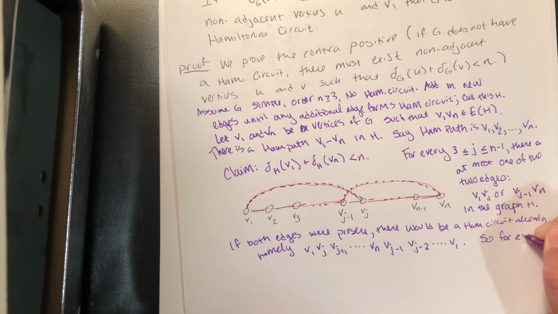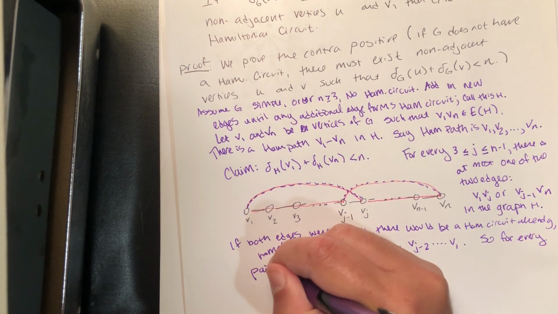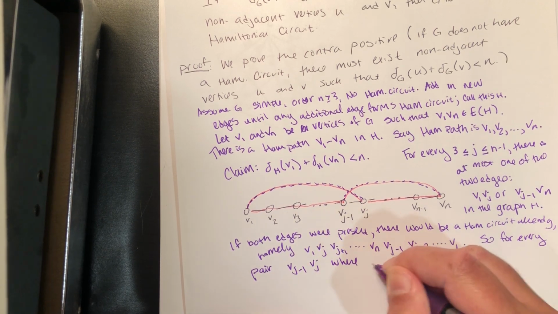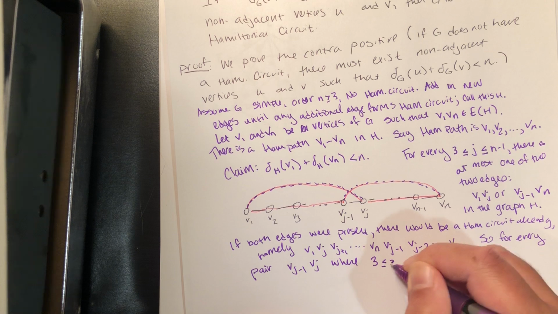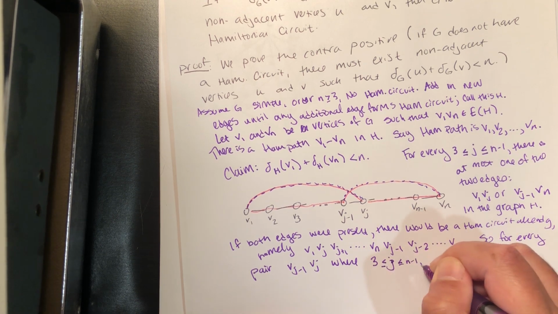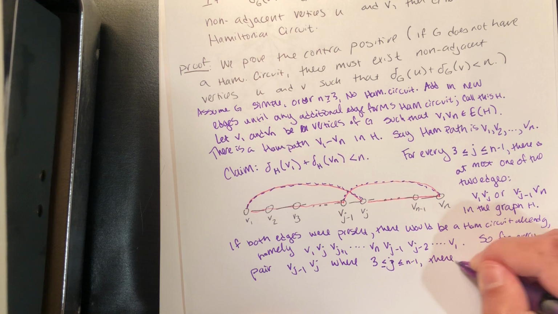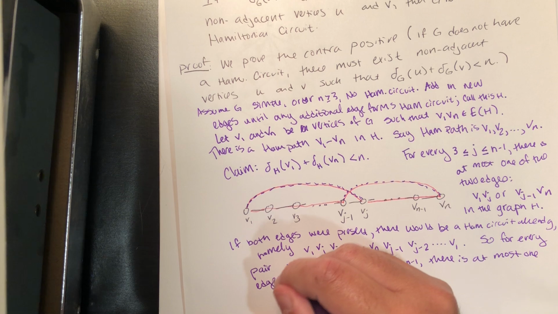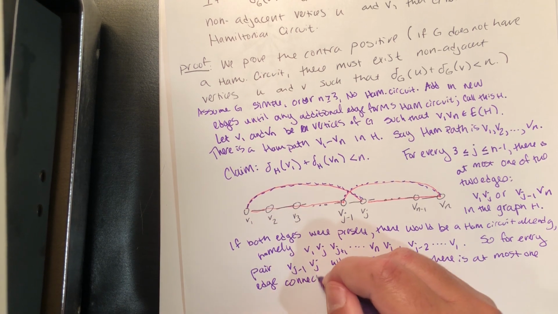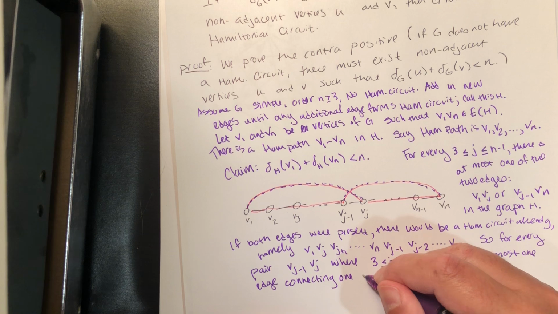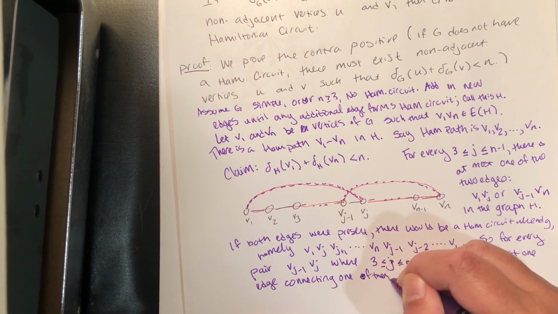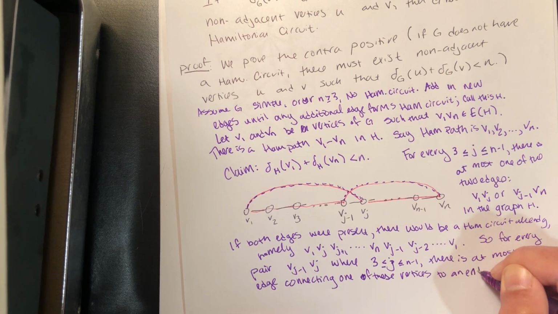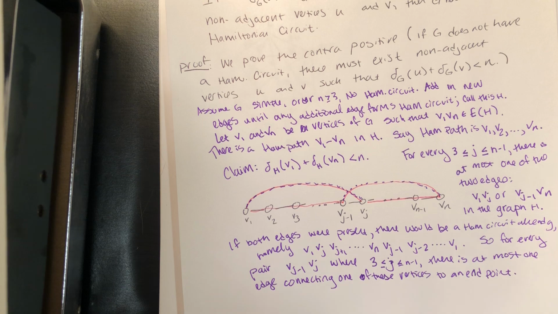So for every pair of vertices of the form Vj minus 1, Vj, where j is between 3 and n minus 1, there is at most one edge connecting one of these vertices to an endpoint. An endpoint meaning V1 or Vn.